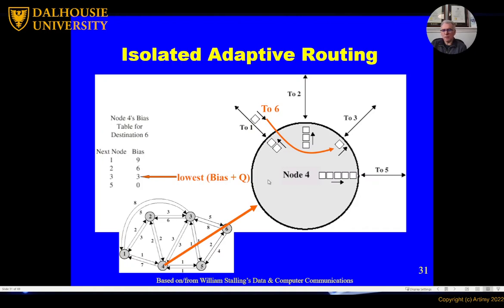So remember, the bias is the number that I add to the actual number of packets in the queue to influence the decision. And in this case, I am giving priority to node 5 because it has the lowest bias. Then the next priority is node 3, then node 6, and the next priority is node 1. So node 4 will not send anything to node 1 unless all of the other links are really, really busy. They have more than 9 packets waiting. That's when node 1 becomes possible.